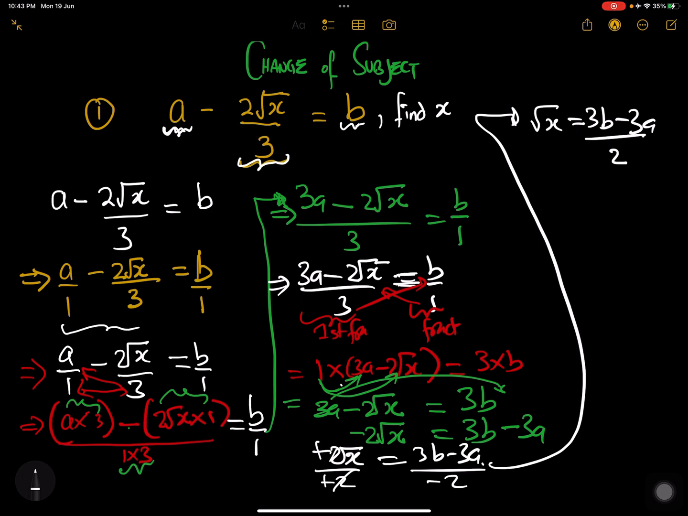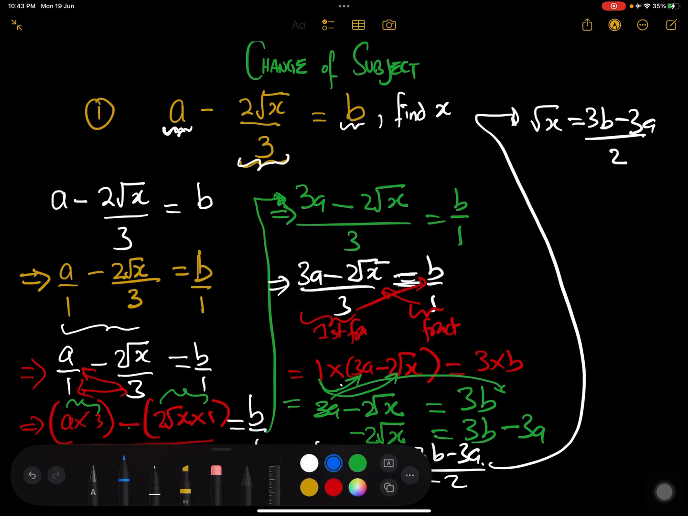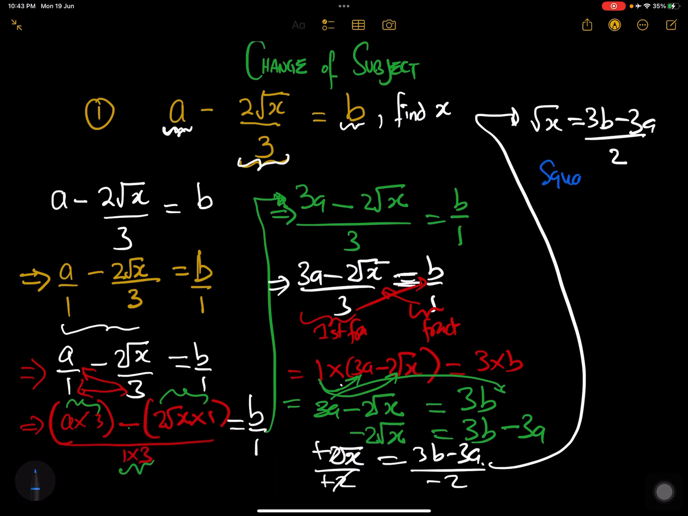And then the next thing we're going to do, we need x and not square root of x. So to do that, we will square both sides. We'll square both sides so that the square root of x is going to be the same thing. We'll square it this way, and then we'll square 3b minus 3a divided by 2. We square that as well.